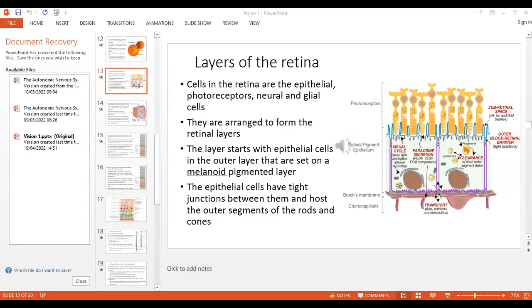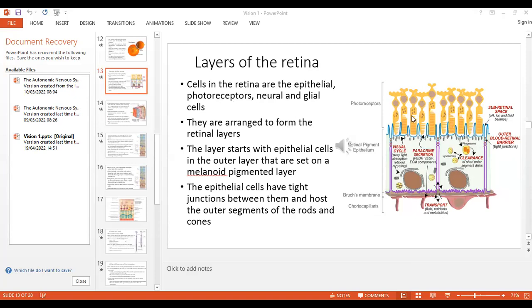Hi, everyone. Today, we are going to continue with layers of the retina. We are looking at the anatomy of the human eye. We're looking at special senses. All right. So now, allow me to go through layers of the retina.